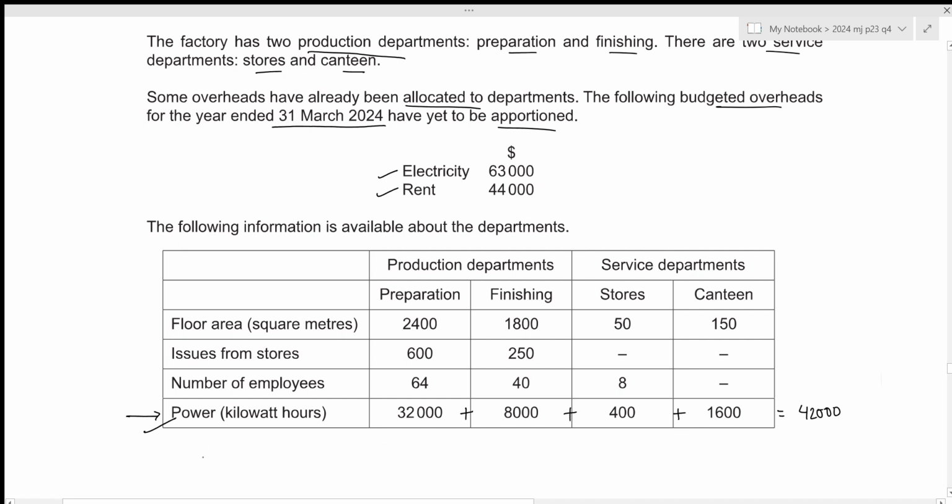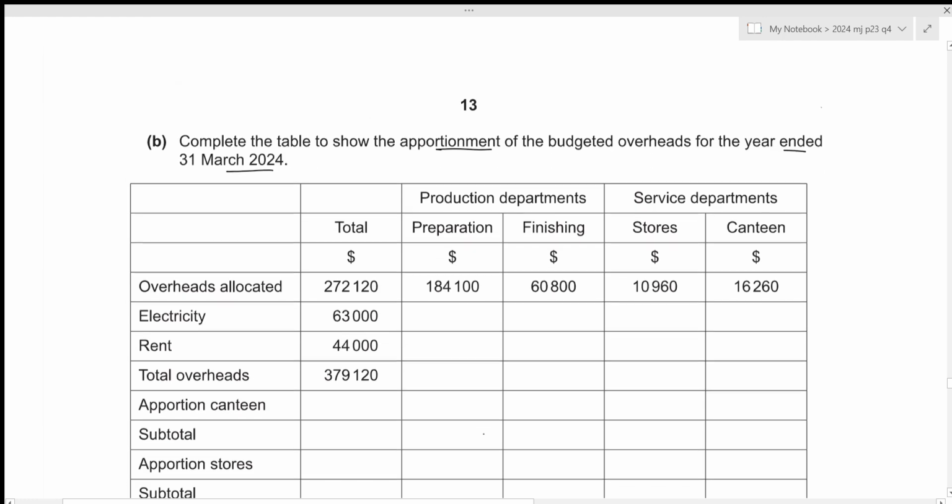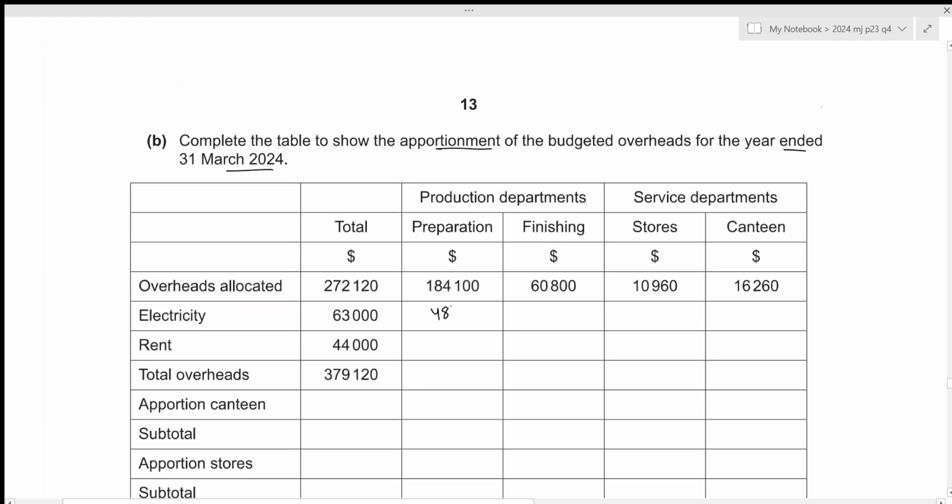So for the preparation department, the apportionment of electricity will be the total. We always start with the total overheads. Then we just multiply it by the appropriate fraction, which in this case is 32,000 out of the total of 42,000. So 32,000 divided by 42,000, which results in 48,000. So this is the apportionment of electricity towards the preparation department. Let's write it down. We have 48,000 for preparation.